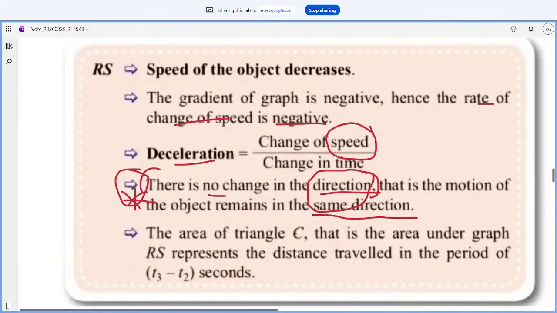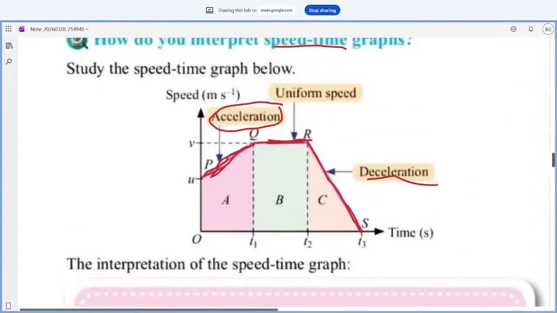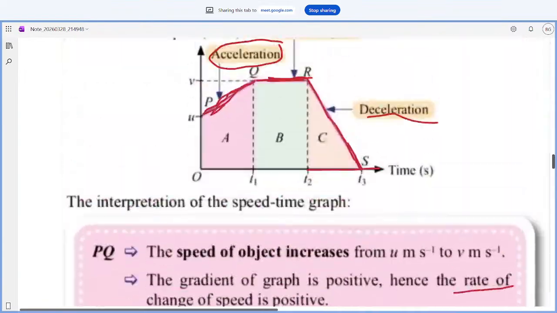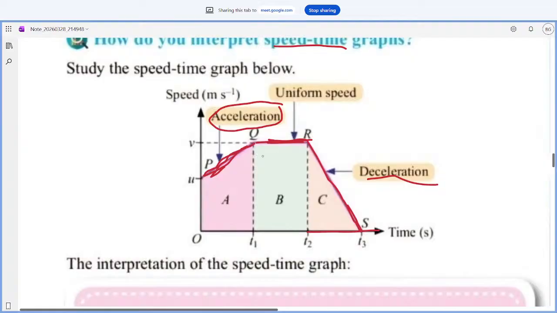All right. And then the area of the triangle is the area under the graph, representing the distance traveled in T3 to T2. So this is a triangle, guys. Half times V times T3 minus T2. Are you clear guys with all of this? Jelas this whole graph? Simple, right?